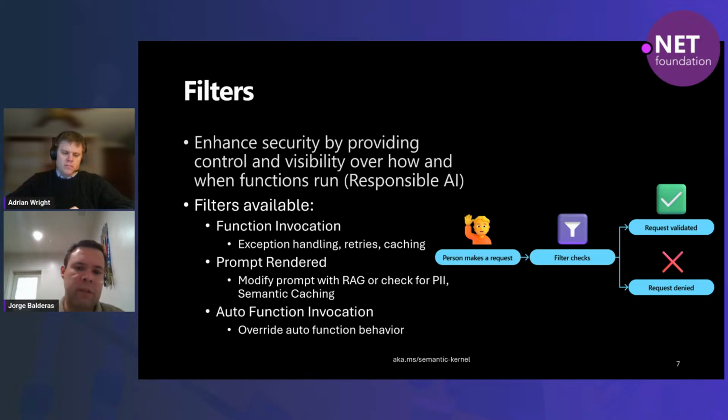And then the last one is the auto function invocation filter, which is really if you want to override the auto function behavior. In some cases, maybe there's a particular use case where you don't like whatever it's deciding to do. You can just say, override it and do X, Y, Z. I haven't run into that, but it is available if you have that particular use case.